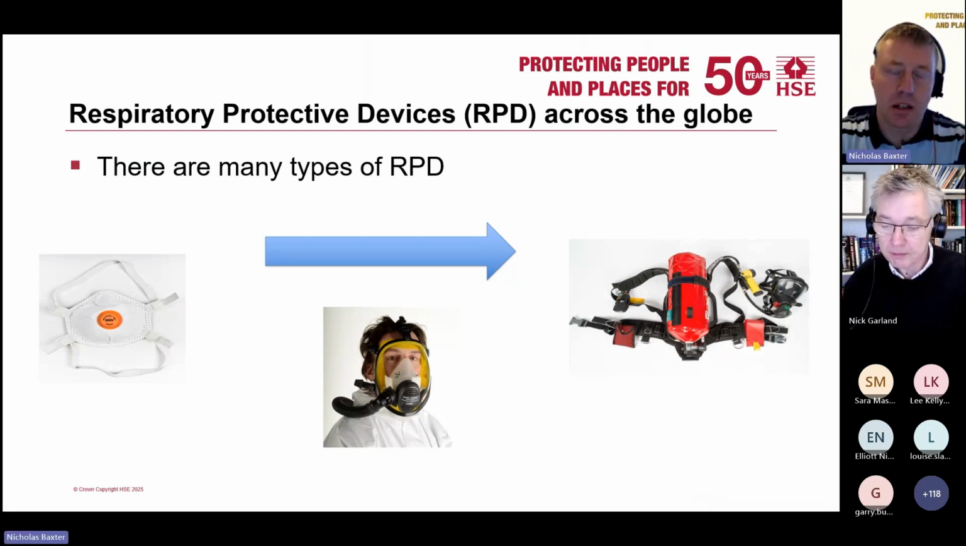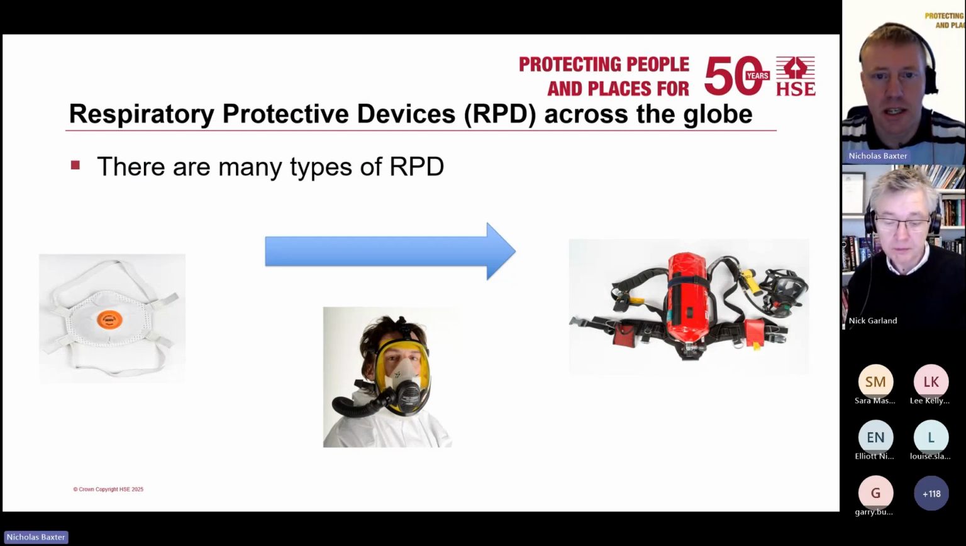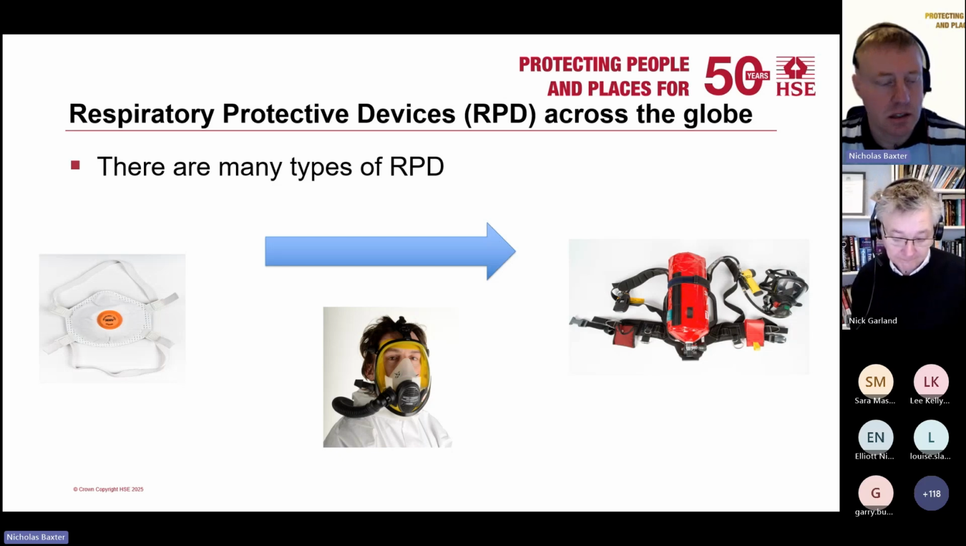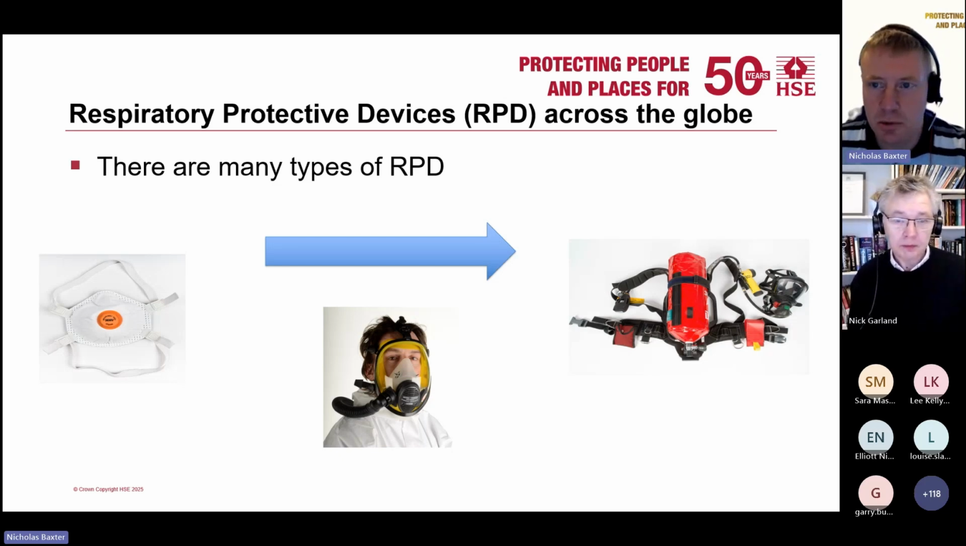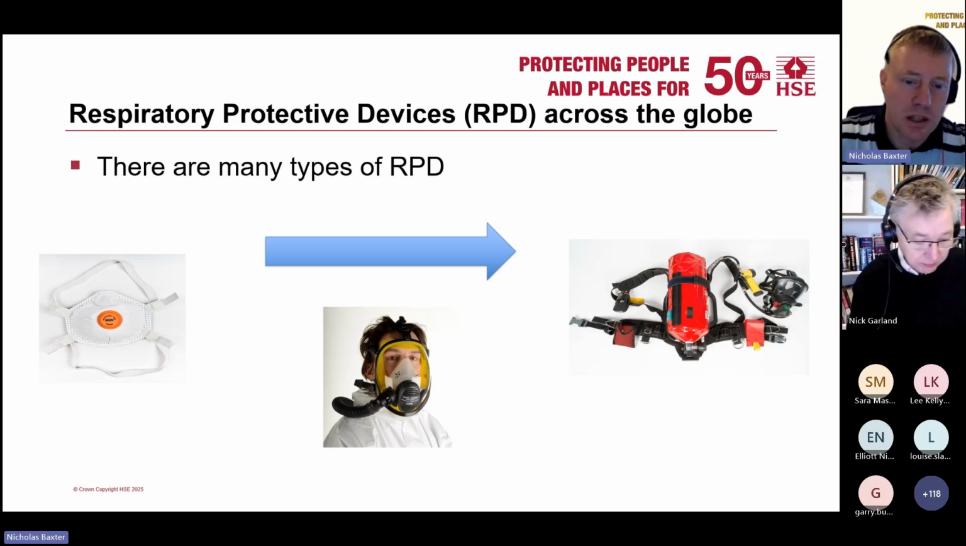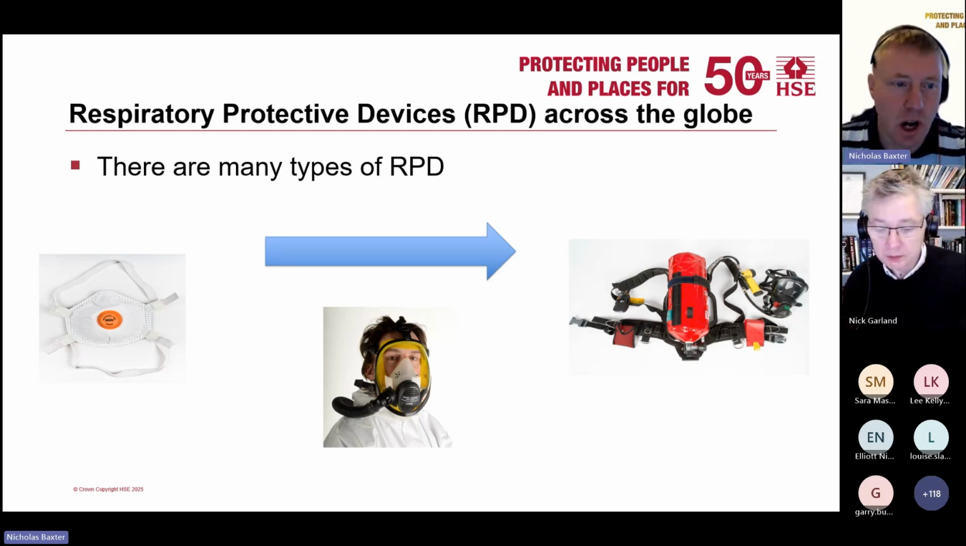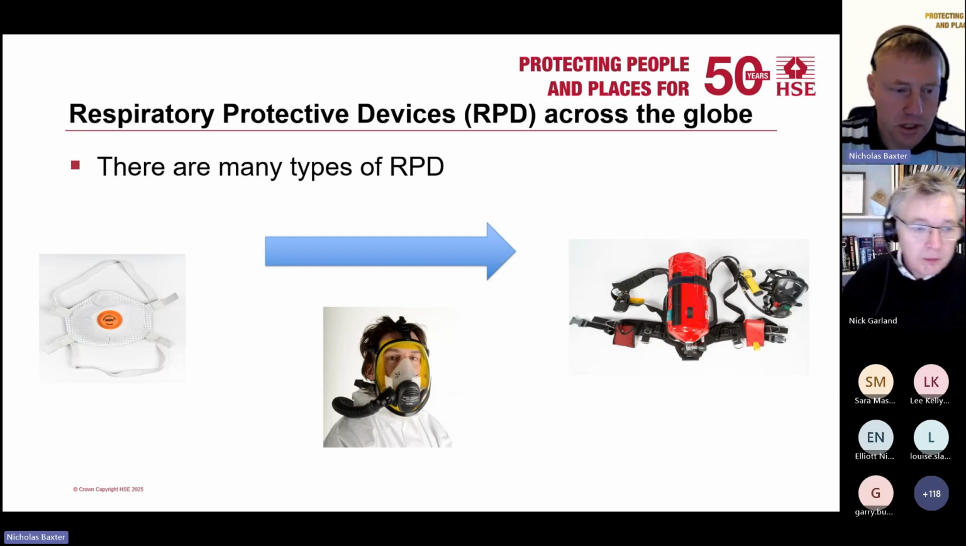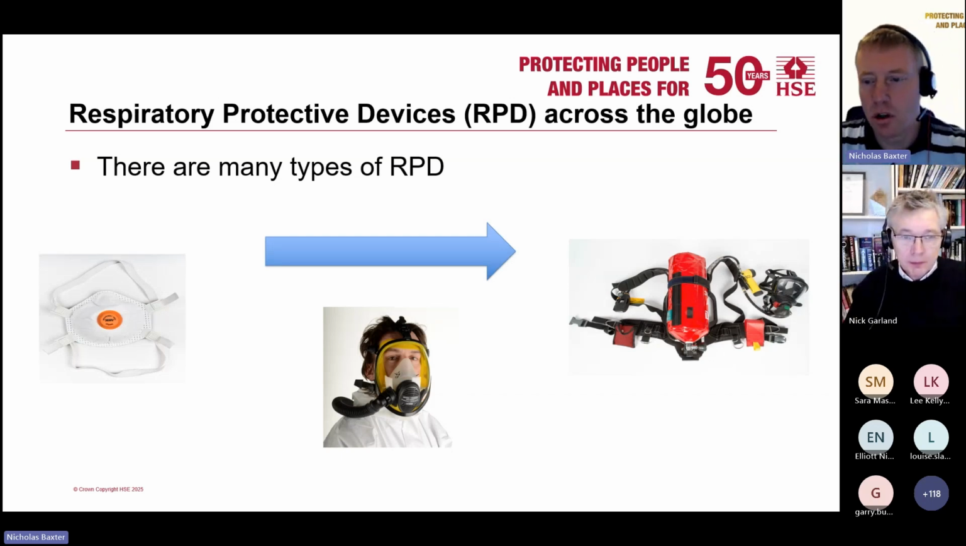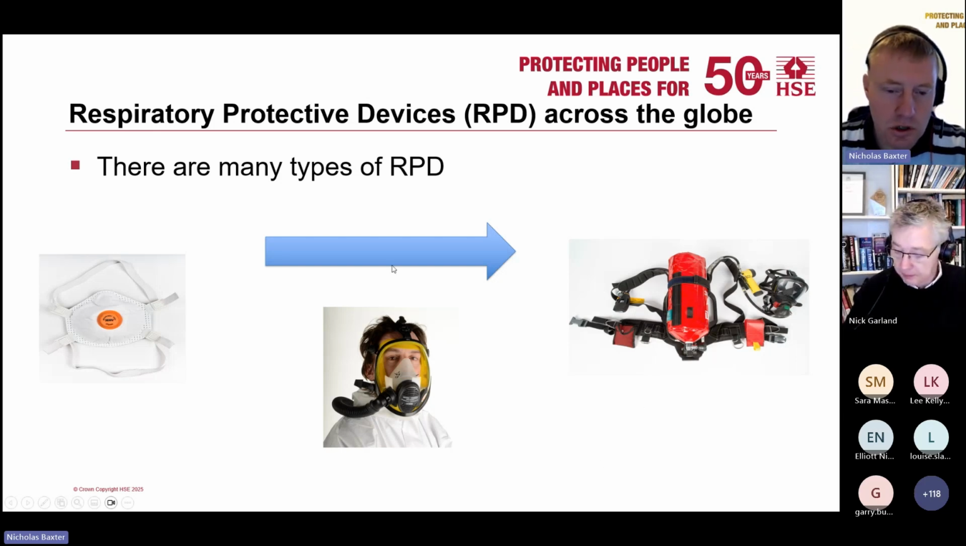In my slides, I call it RPD, respiratory protective devices. It's exactly the same, just the terminology used in the standards community. There are lots of different types of RPE across the world, ranging from the simple filtering face pieces we all know, all the way through to self-contained breathing apparatus. The one you're typically familiar with in asbestos removal is the full face mask with power. There are lots of different ones in between as well.